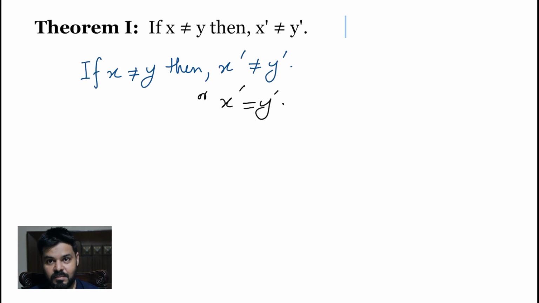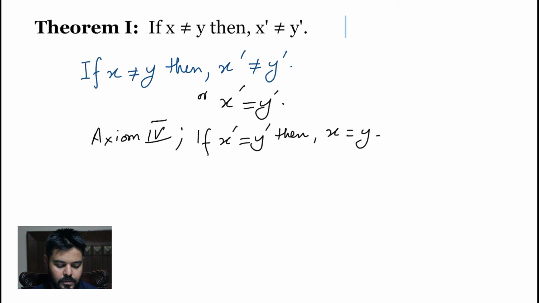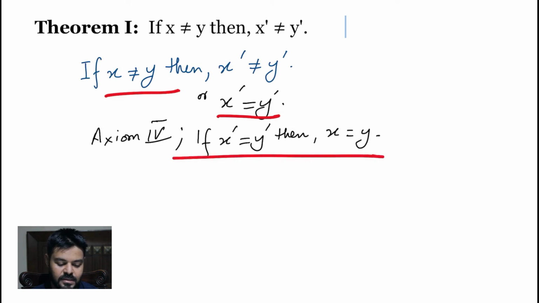And to show that this is absurd, first we will have to write axiom 4. We will have to recall what axiom 4 is. So what was axiom 4? Axiom 4 stated that if x prime is equal to y prime, then x is equal to y. But this statement is in stark contrast to our axiom 4, which means that it is absurd to believe that this would be true.